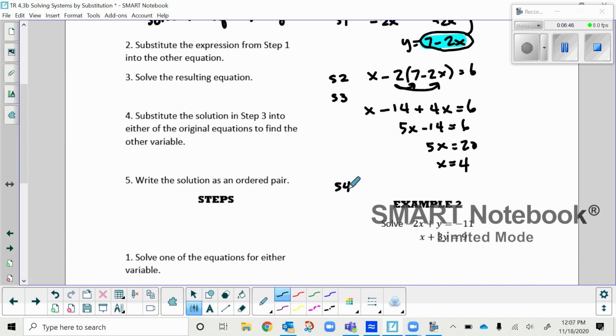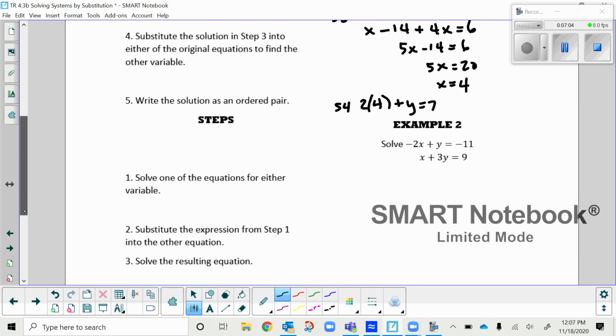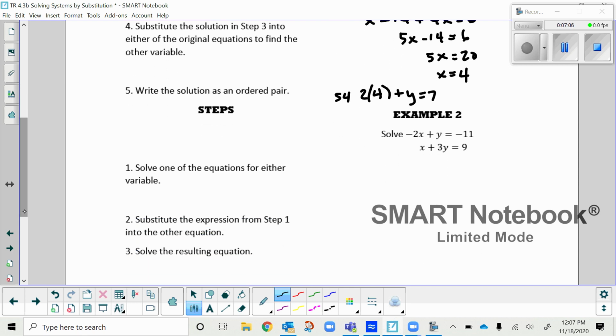First one? Okay. So the first one is 2x plus y equals 7, but now I know that x equals 4. So instead of 2x, I have 2 times 4 plus y equals 7. And then just solve that equation. Yeah, and it can be either of the original equations.